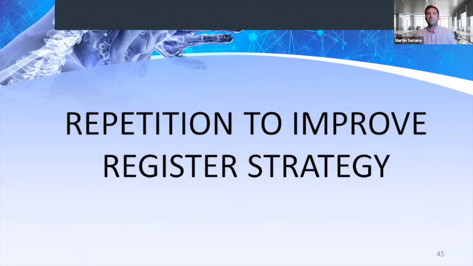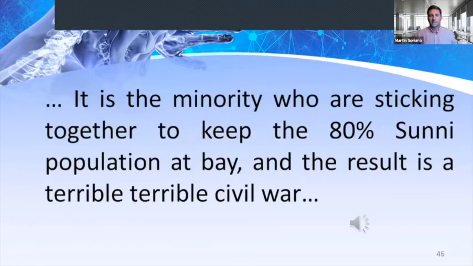Now, also we have other strategies. Right now, there's one that is very, very common. It's called repetition to improve the register. Why? Because the interpreter repeats previously processed information by means of a synonym, okay, as a way of enhancing the accuracy of some of the words. Okay, let's see what happens.